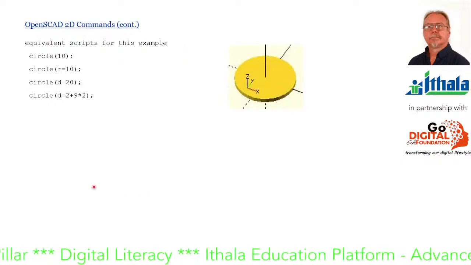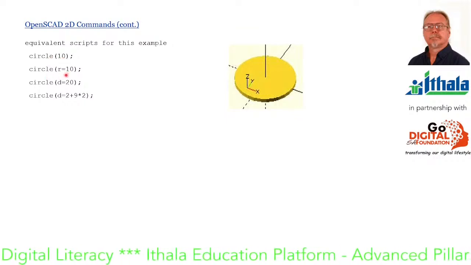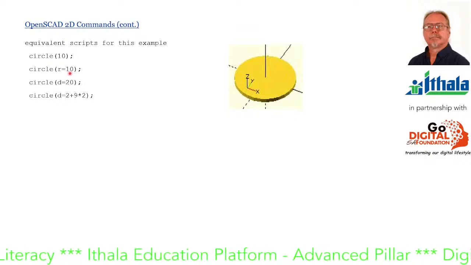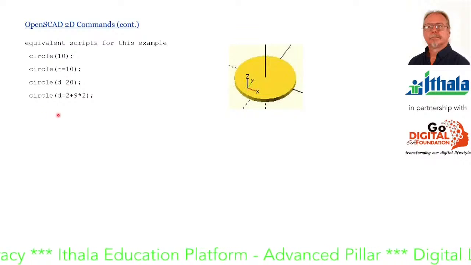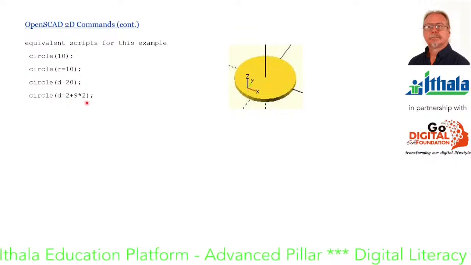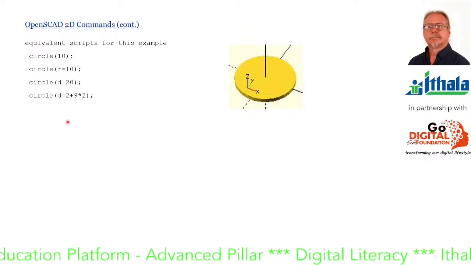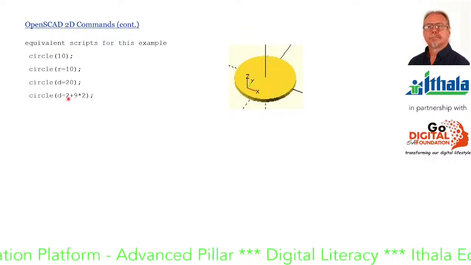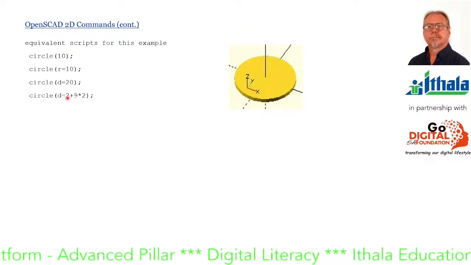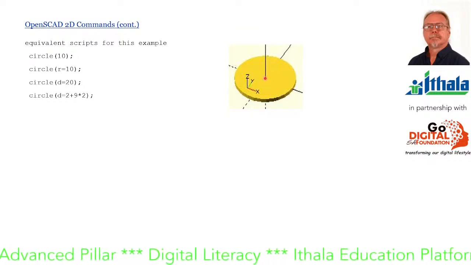Again, equivalent scripts: circle 10 is the same thing as saying circle r equals 10. It's the same as saying circle d equals 20, because the diameter is double the radius. And it's the same as saying circle d equals 2 plus 9 times 2. Basically that works out to 20. So that means that you can do calculations, obviously, in your parameters. And that gives you a circle. In this case, it's centered at the origin.